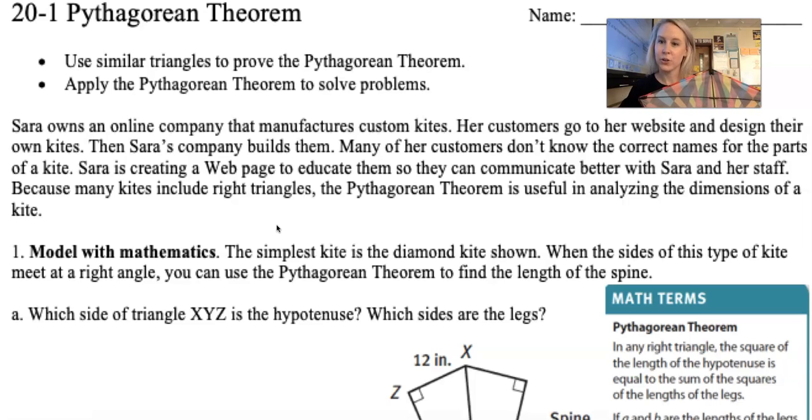Many of our customers don't know the correct name for the parts of a kite. How dare they? Sarah's creating a web page to educate them so she can communicate better with her staff. Because so many kites include right triangles, the Pythagorean theorem is useful in analyzing the dimensions of a kite.